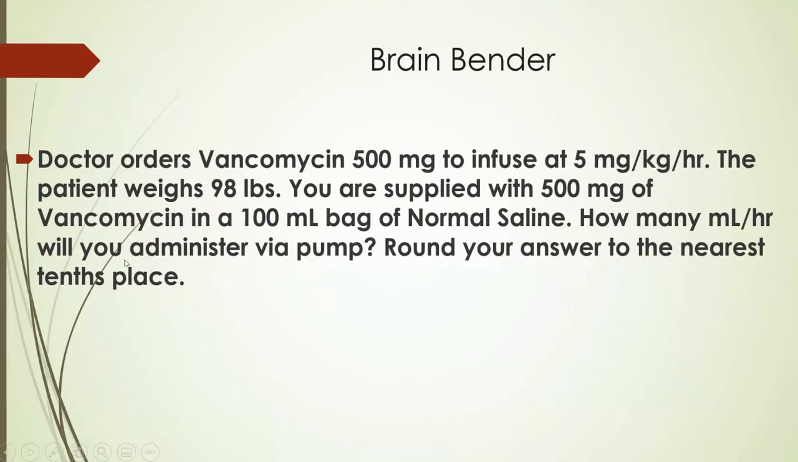it here, as the doctor orders vancomycin 500 milligrams infused 5 milligrams per kilograms per hour. Patient weighs 98 pounds, and our supply is 500 milligrams in 100 milliliters of normal saline. It's how many milliliters per hour will you administer via the pump, so we know what units we're looking for. It says round the answer to the nearest tenth place. So remember, tenth place is one place to the right of the decimal.